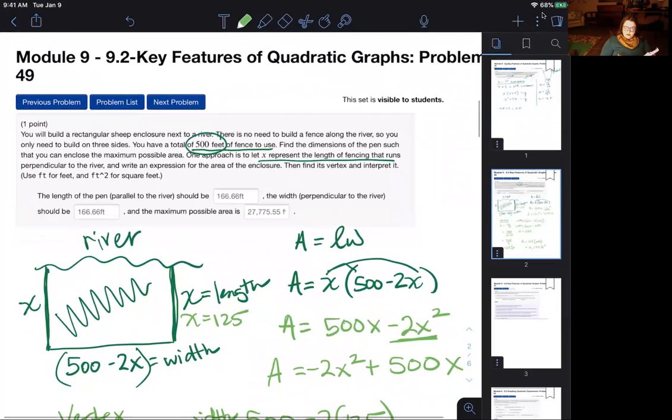So the length of the pen parallel to the river should be 250, since this is parallel to the river here. And then the width, so I interchanged length and width, which is perpendicular to the river because that's the shorter side. Usually we call the width the shorter side. So that would be the 125 feet. And then here you have the 31,250 square feet.